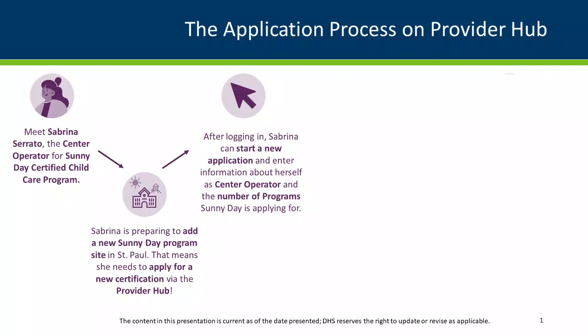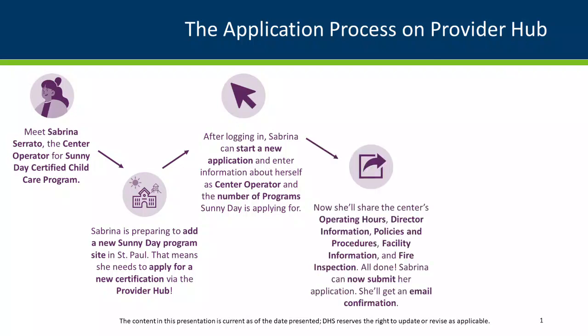After logging into the Provider Hub, Sabrina can start a new application and enter information about herself as center operator and the number of programs Sunny Day is applying for. Now she'll share the center's operating hours, director information, policies and procedures, facility information, and if they've had a fire inspection. All done! Sabrina can now submit her application. She'll get an email confirmation once she has submitted.